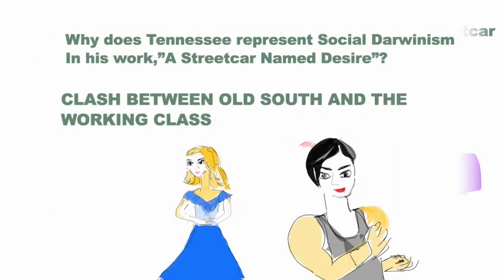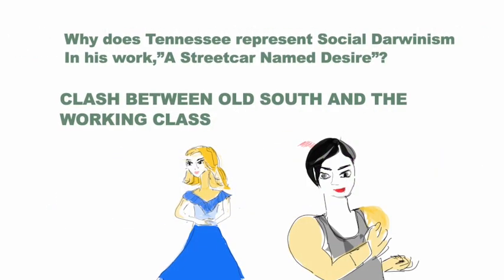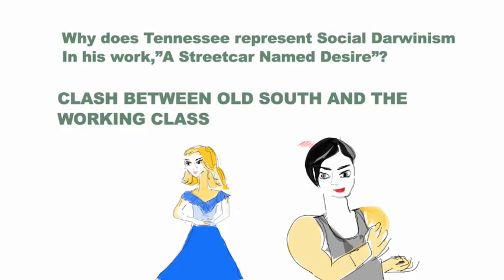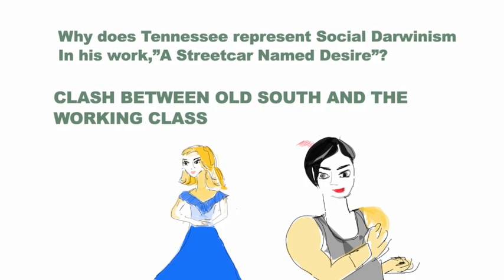Our next question is, how does Tennessee Williams represent social Darwinism in his work A Streetcar Named Desire?